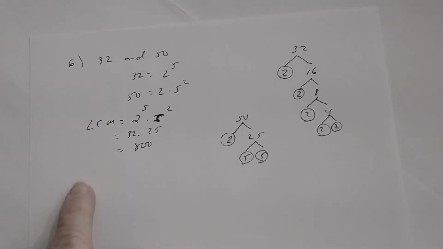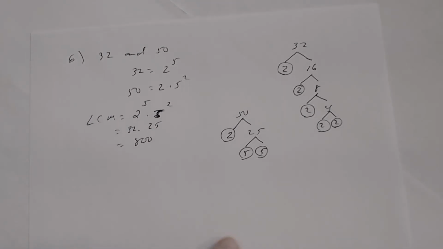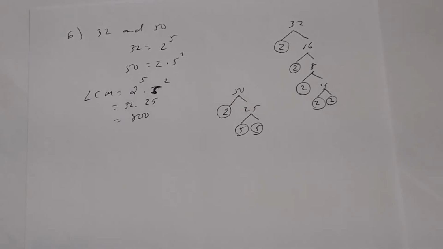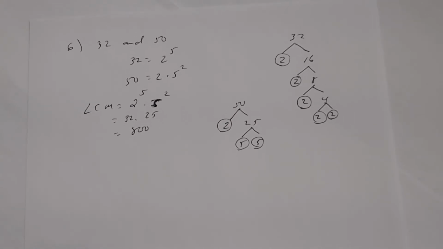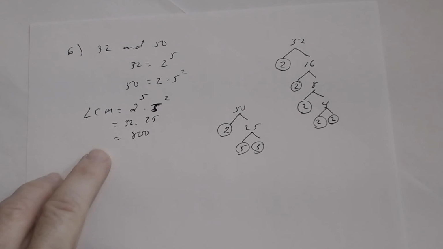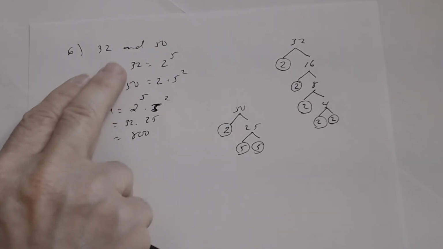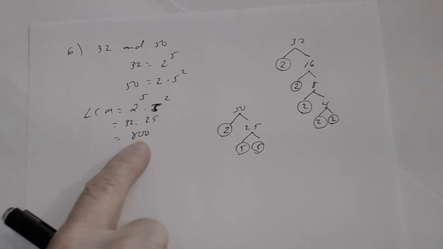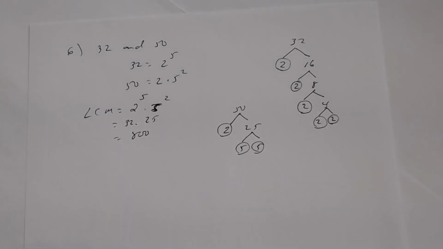So if you were to actually list all the common factors, you'd be here for a few minutes trying to find out which is the least of those. So that's why it's important you know how to find the least common multiple using the prime factors.